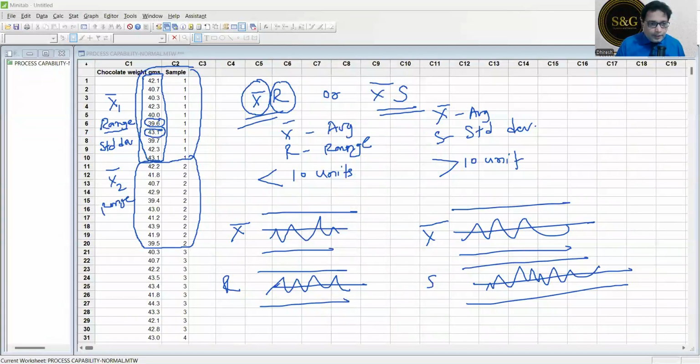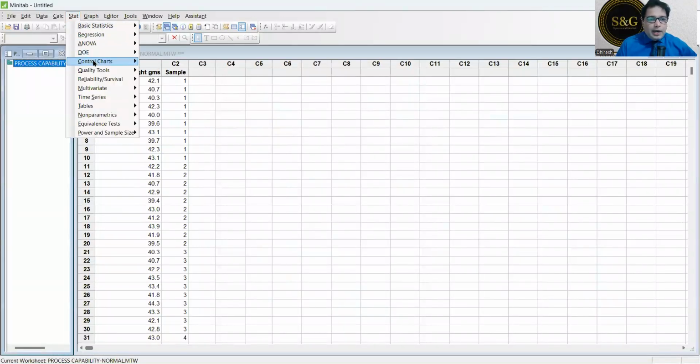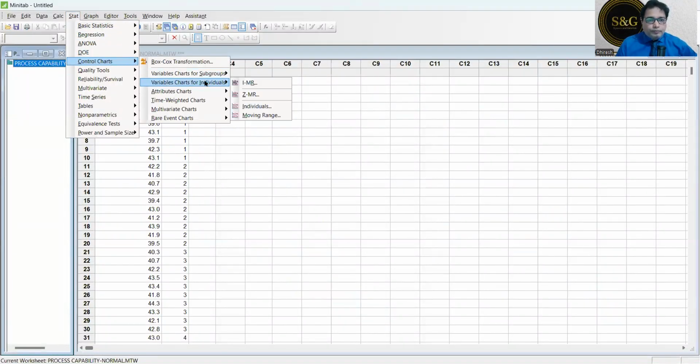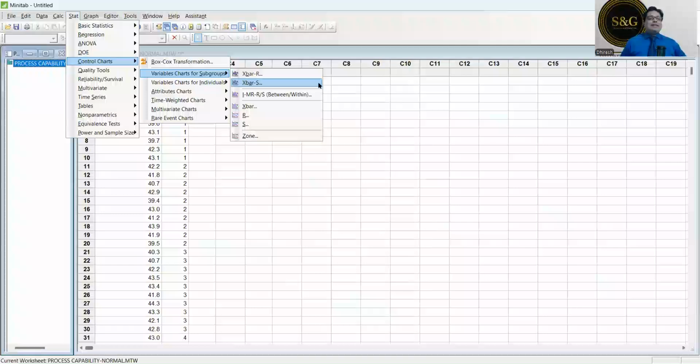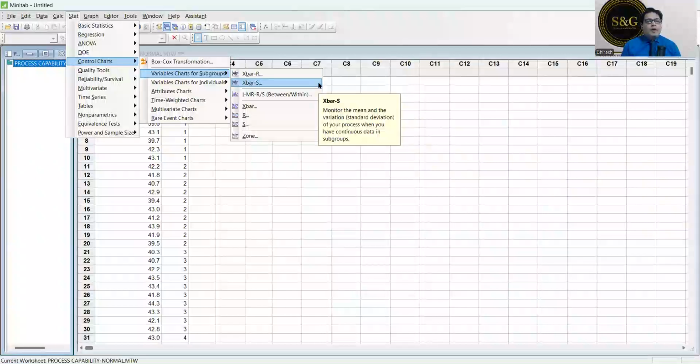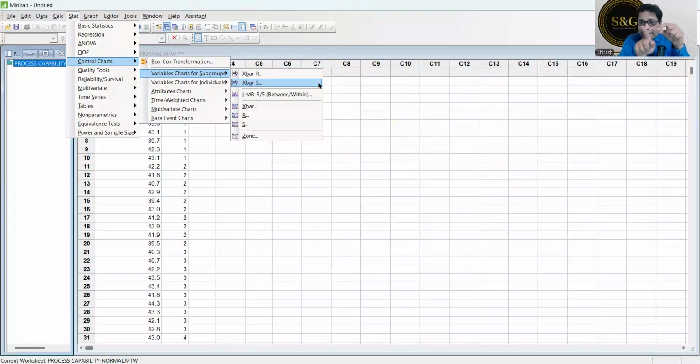So let's go to Stat, Control Charts, Variable Charts for Subgroup, X bar S. Everybody just follow this sequence. Stat, Control Chart, Variable Charts for Subgroup, X bar S. Write this down. Write this in your notepad: Stat, arrow, Control Chart, arrow, Variable Charts for Subgroup, arrow, X bar S. This is how I take notes so that it remains.